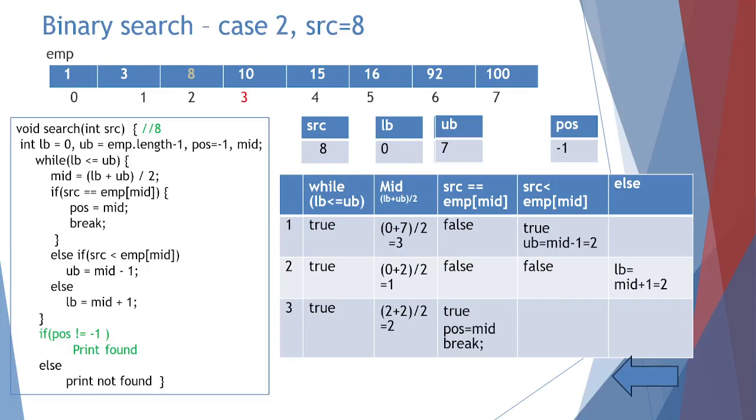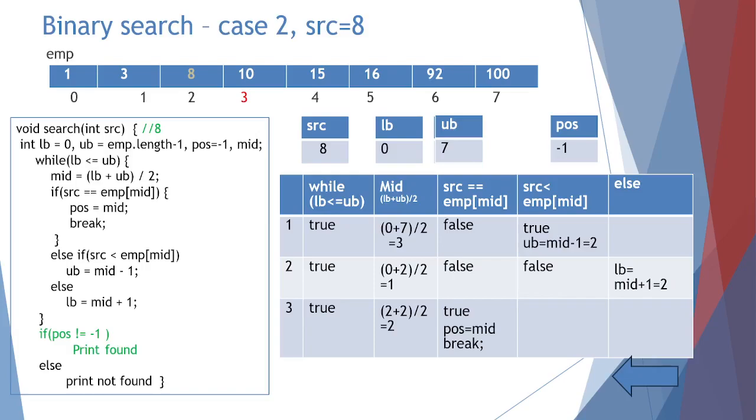Then the search element is 8. In this case, LB is 0, UB is 7, and position is minus 1. And we are reading the program and seeing the dry run simultaneously. While LB less than equal to UB, on the right side if you see, 0 less than equal to 7, true, first iteration. And mid would be calculated every time inside the while loop. 0 plus 7 divided by 2 is first time 3 only because the input size is 8.